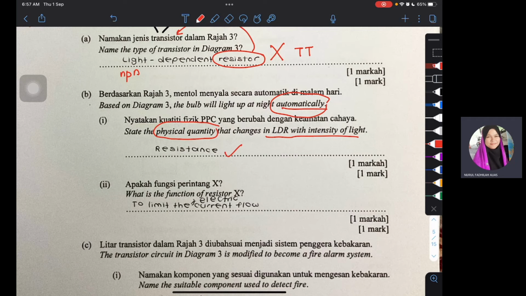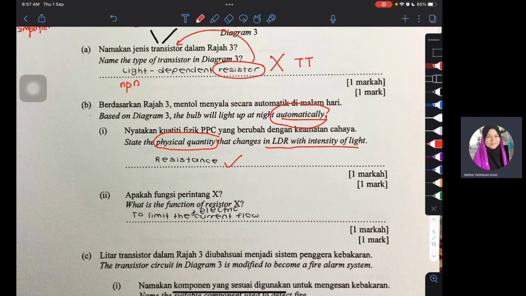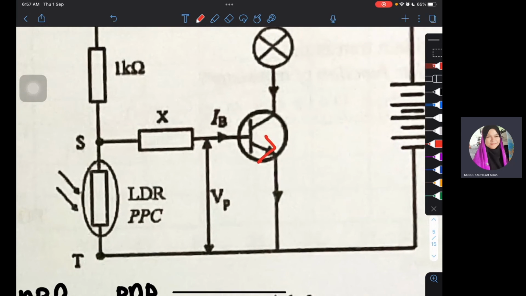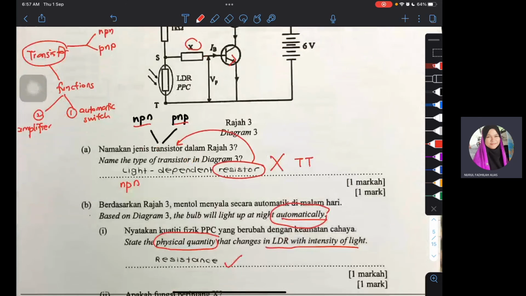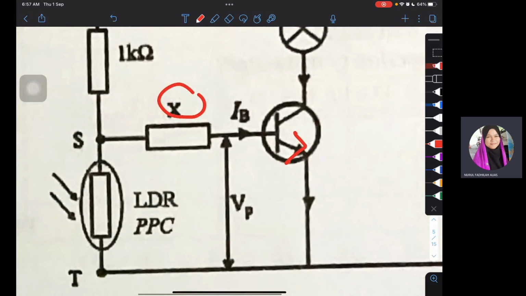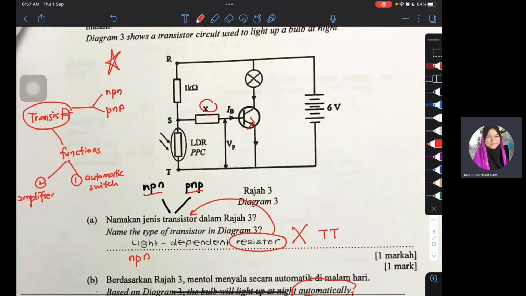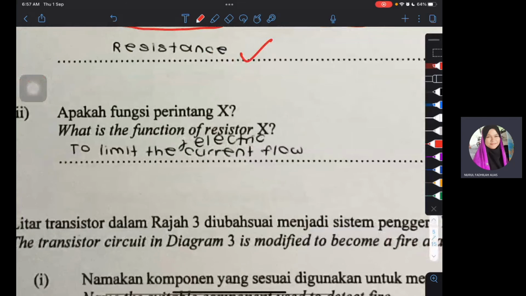What is the function of resistor X? Mana X? Oh, X DC2. Okay, sekarang ni transistor dia punya current only small amount. Okay, kita tak nak transistor tu rosak, musnah, tak boleh guna. Jadi we have to limit the current. So X, the function X tu simbol apa ni? Simbol perintang. Okay, resistor. So perintang ni to limit the current.